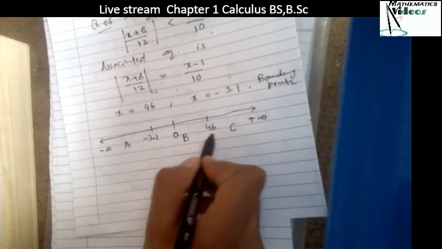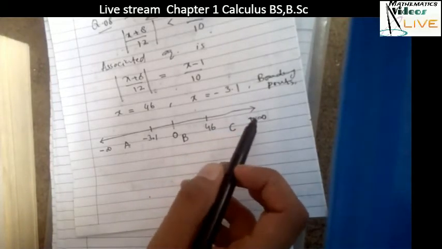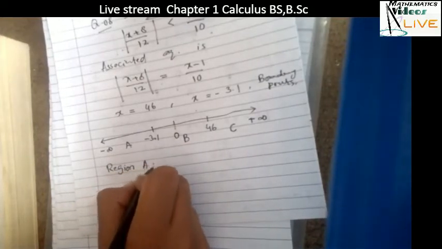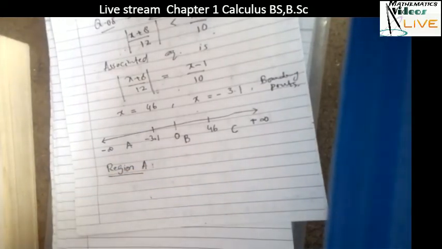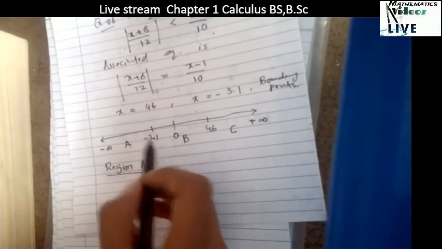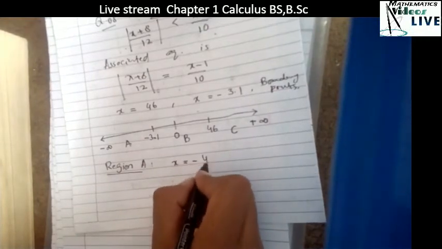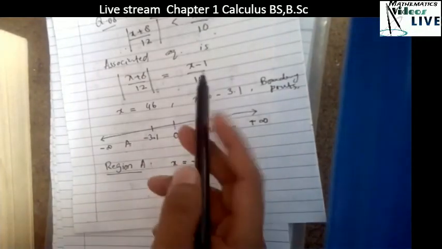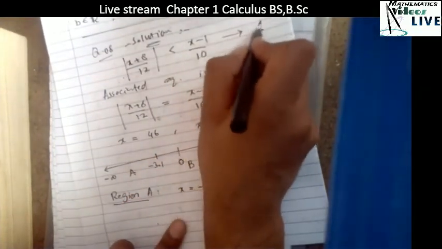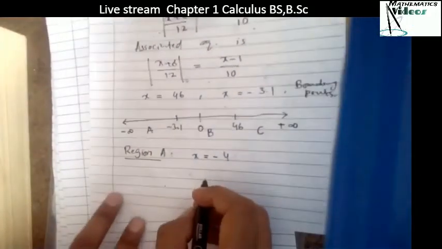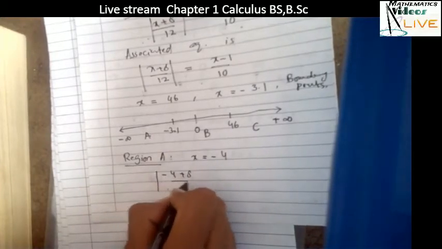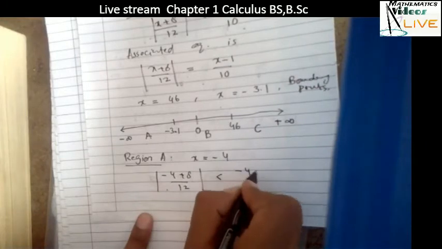Next, we have to place these points here. Positive 46 comes out to be somewhere here, and negative 3.1 comes out to be somewhere here. This region is starting from negative infinity and ending at minus 3.1, and this is region B that starts from minus 3.1 and ends at 46, and this is the third region, that is C, that starts from 46 and ends at positive infinity. We will check first region A.